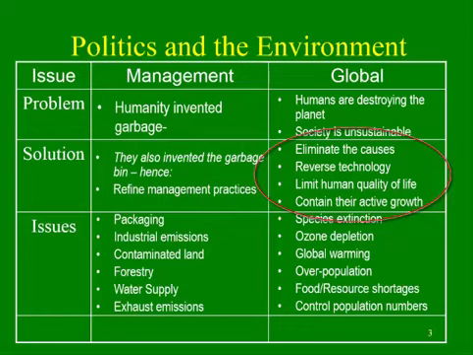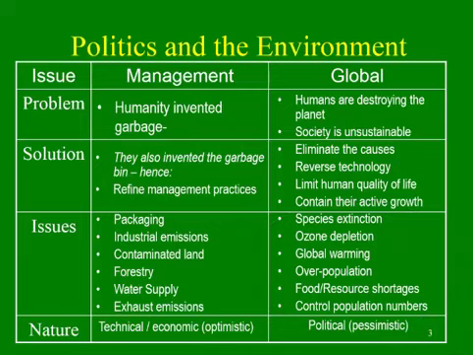And we can see that the global problems have the potential to have far greater impact on the life and life expectations of people all over the planet. The issues that are normally treated at this level are things like species extinction, ozone depletion, global warming, overpopulation, food and resource shortages, and also the overall question of global population levels.